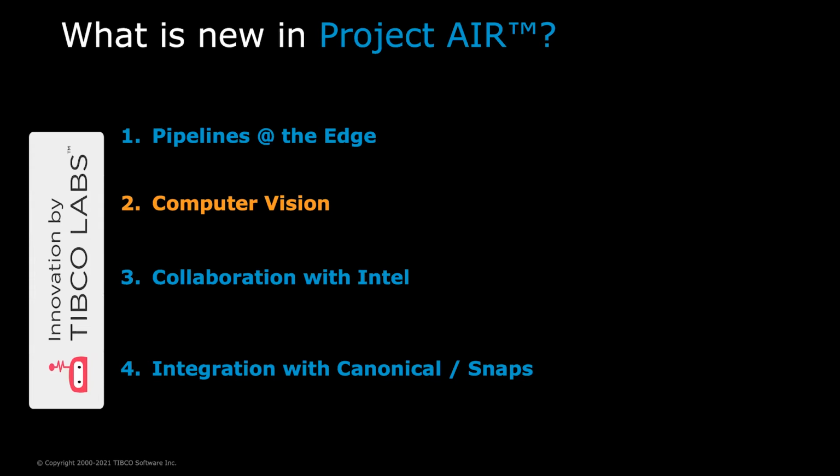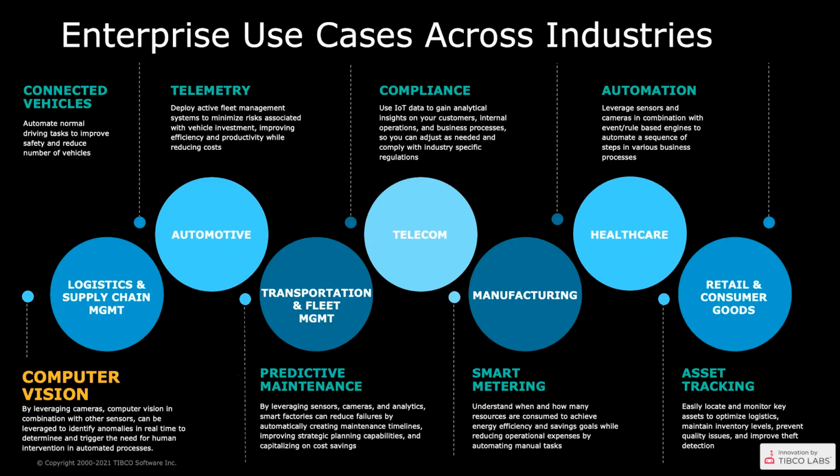The second aspect is computer vision. So Project AIR's capabilities are extremely horizontal. They can be leveraged in any industry for a wide range of use cases, such as predictive maintenance, metering, asset tracking, telemetry, and many more.